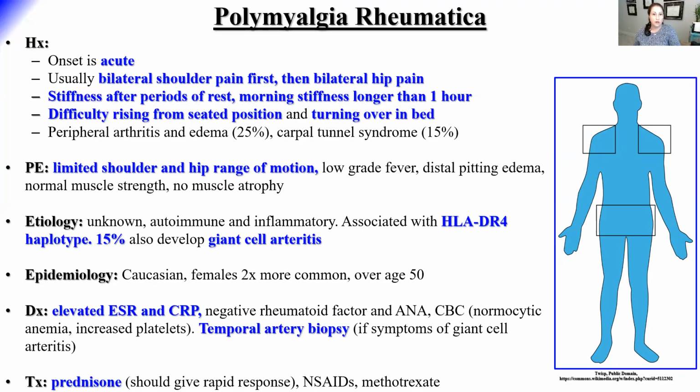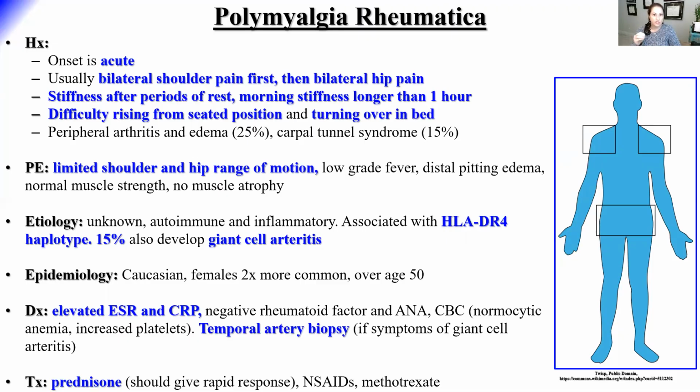We don't know what causes this. It's an autoimmune and an inflammatory condition. And here's your exam question. It is associated with the HLA-DR4 haplotype, and 15% of these patients will develop temporal arteritis or giant cell arteritis. We covered this in your HEENT unit. This is going to be more common in Caucasian females, and it's going to start on onset right at the age of about 50 and above.